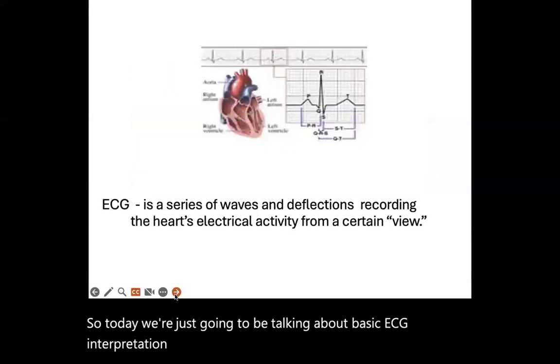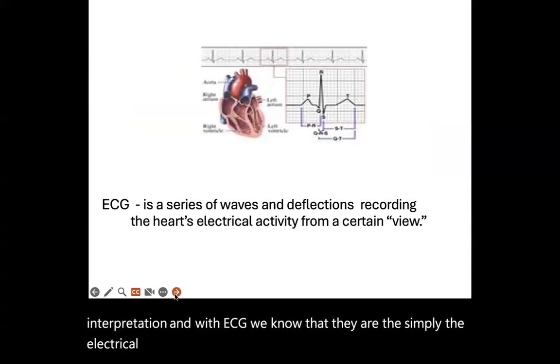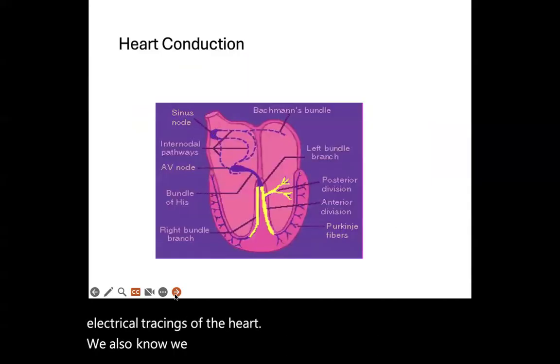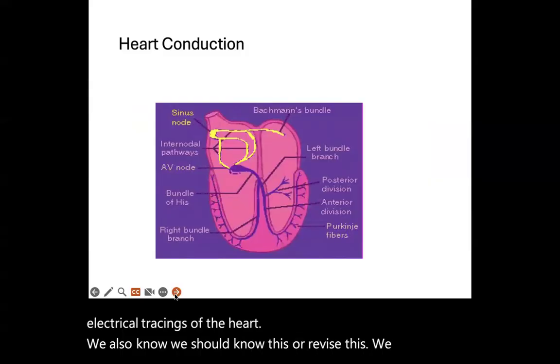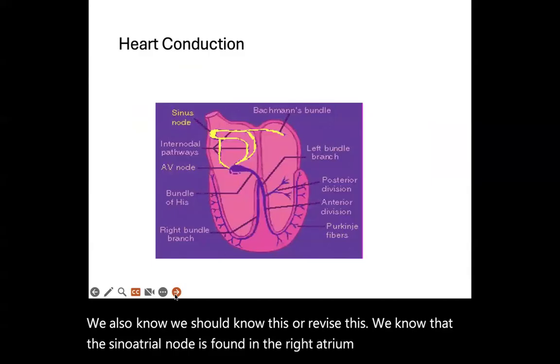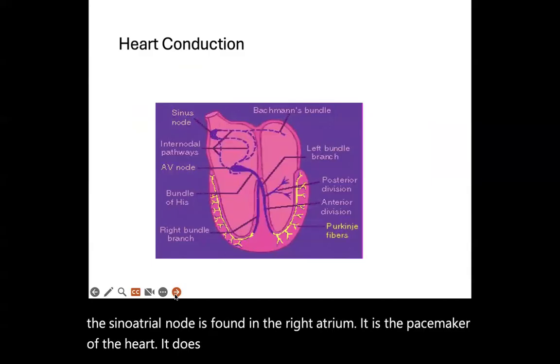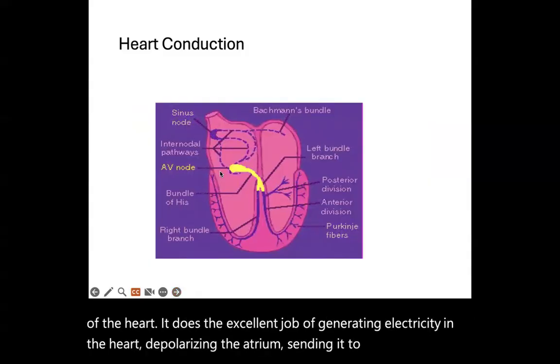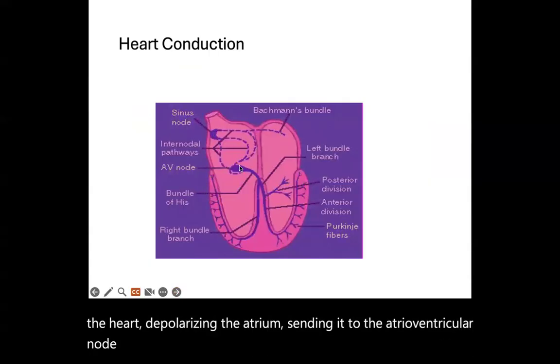With ECGs, we know that they are simply the electrical tracings of the heart. We should know this or revise this: the sinoatrial node is found in the right atrium. It is the pacemaker of the heart. It does the excellent job of generating electricity in the heart, depolarizing the atrium, sending it to the atrioventricular node, which is around here, and then to the bundle of His.